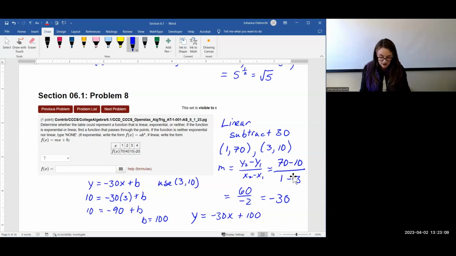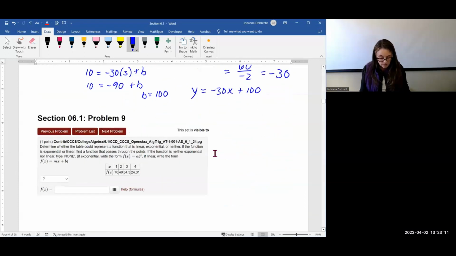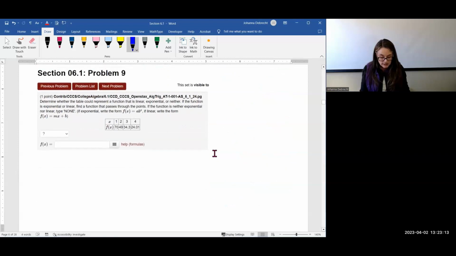Okay, let's move on to the next problem, problem number 9, which is essentially exactly the same as the previous problem. So go ahead and pause the, well, actually, let's not pause, because this one's going to be harder, and you'll probably need a little bit of help the first time.